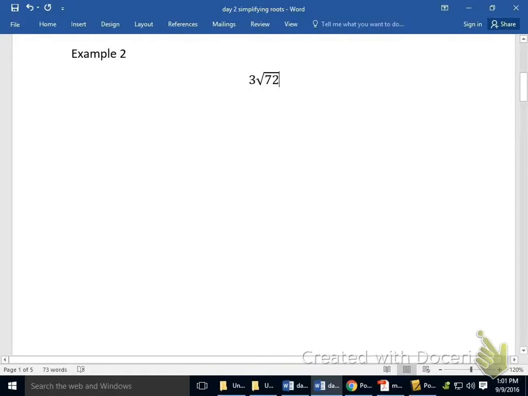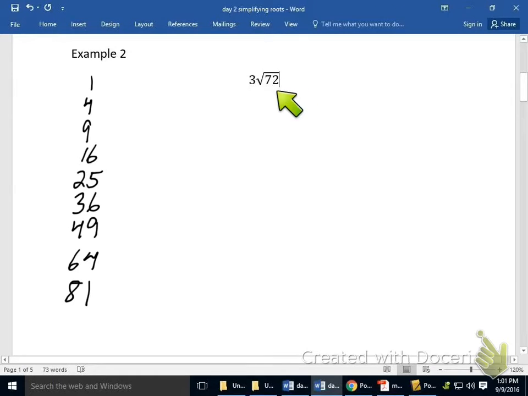What I'm going to do is the same process. Since it's a square root, I'm going to think about my perfect squares. 1, 4, 9, 16, 25, 36, 49. And you don't have to write this down but once on your paper, and you can keep referring to the same list over and over again. There's 8 squared and 9 squared. The largest one that will divide into 72 is 36. So that's what I'm going to use. So I'm going to write this as 3 times the square root of 36. 36 goes into 72 twice.